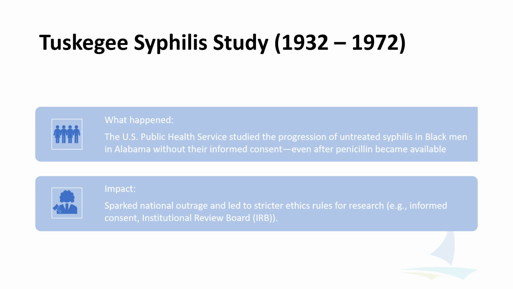The Tuskegee Syphilis Study. This study, supposedly meant to observe the progression of untreated syphilis, a sexually transmitted infection caused by bacteria, occurred between the years of 1932 to 1972. Tuskegee community members participated in this study aware of it, but thought it was a special government healthcare program. In this study, researchers did not collect informed consent from participants and did not offer treatment even after it was easily available. This study sparked national outrage and led to stricter ethics rules for research.